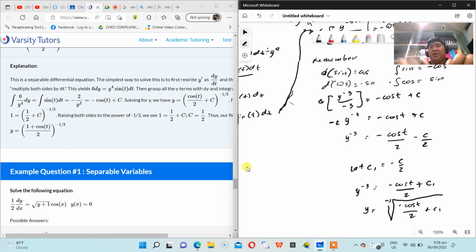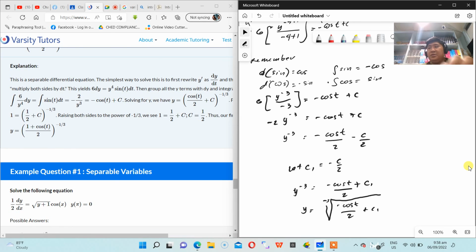Or, since this is a reciprocal, you could have y equivalent to negative cosine t over 2 plus c sub 1, raised to the power of negative 1 over 3. So, c sub 1.